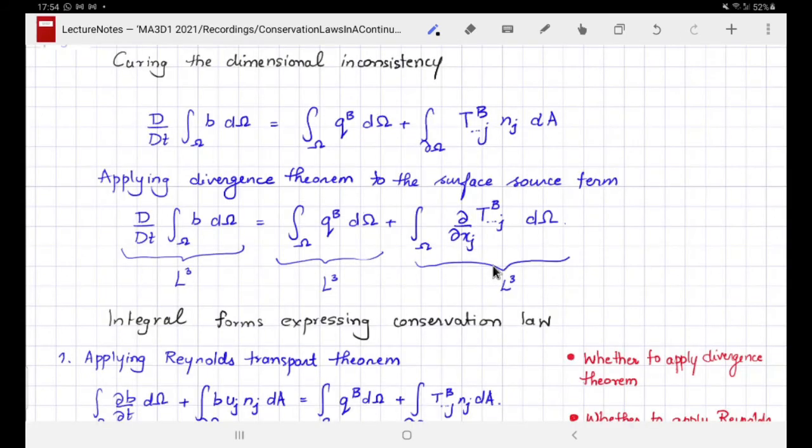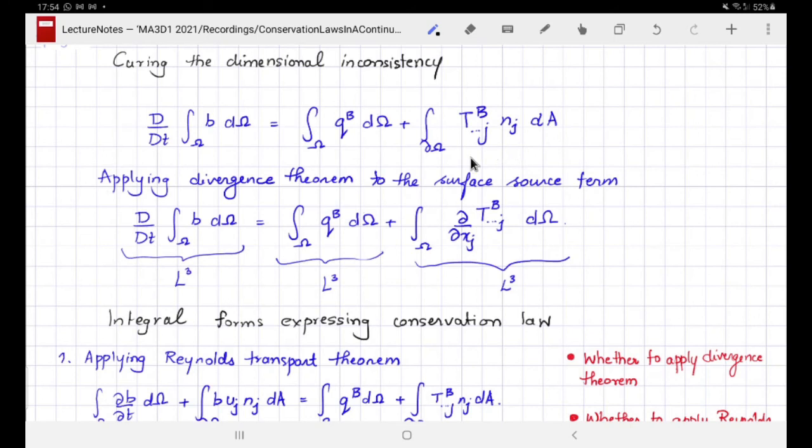So now let us see how Cauchy's result cures the dimensional inconsistency that puzzled us. So here we have started with the conservation law, and the surface source term is now replaced with the result by Cauchy.